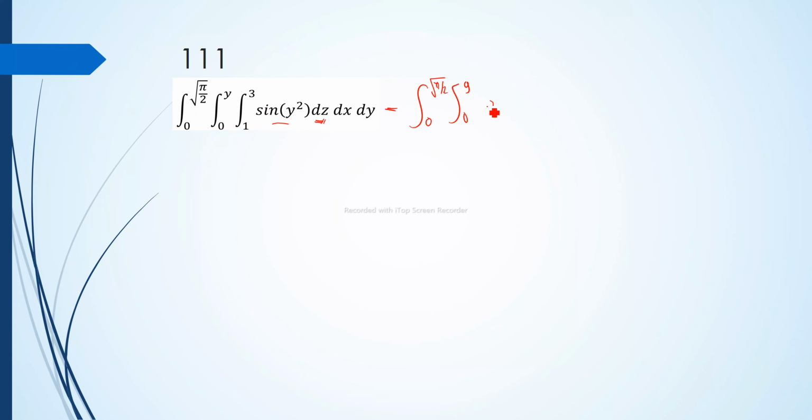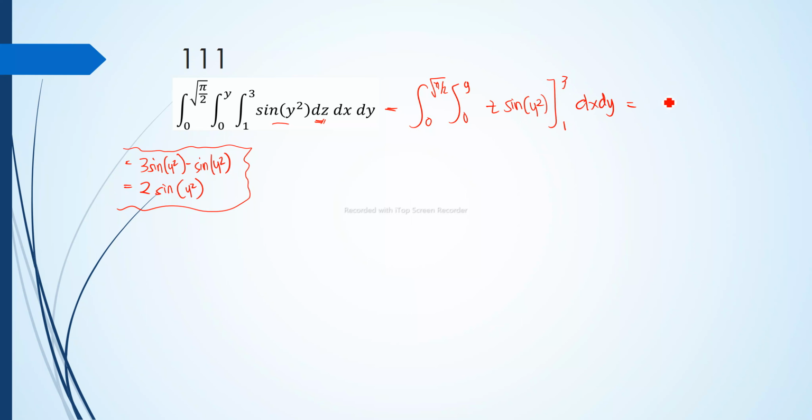0 to y, and then we have the z sine y squared evaluated from 1 to 3. Now 3 sine y squared minus sine y squared is just equal to 2 sine y squared. Since 2 is a constant, we can factor that out. Then we will have 2 integral of 0 to square root of pi over 2, integral of 0 to y, sine y squared dx dy.